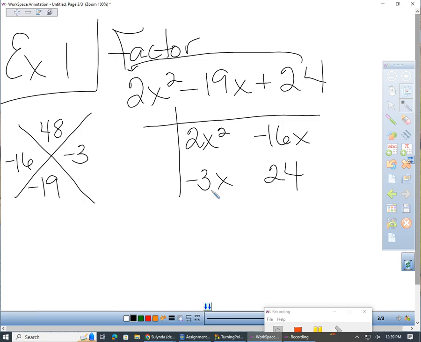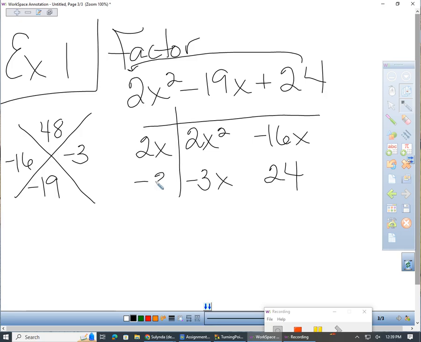It does not. Yep, it can go in either spot. Yep. So out of the top line, what's in common in 2x squared and negative 16x? A 2 and an x. I agree, 2x. How about out of negative 3x and 24?